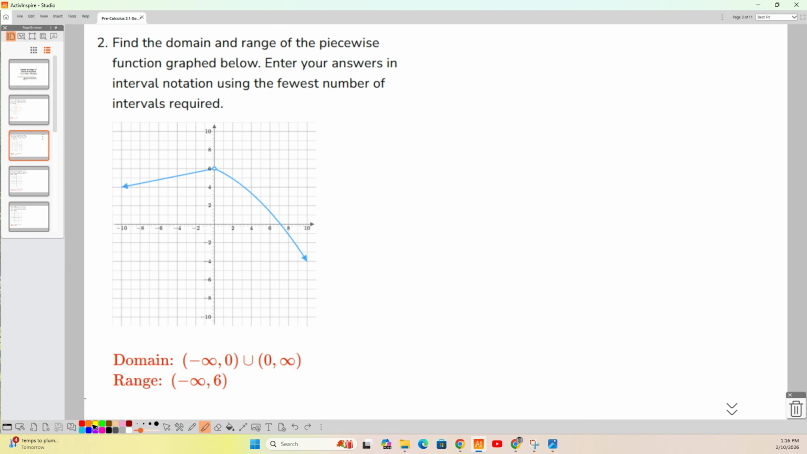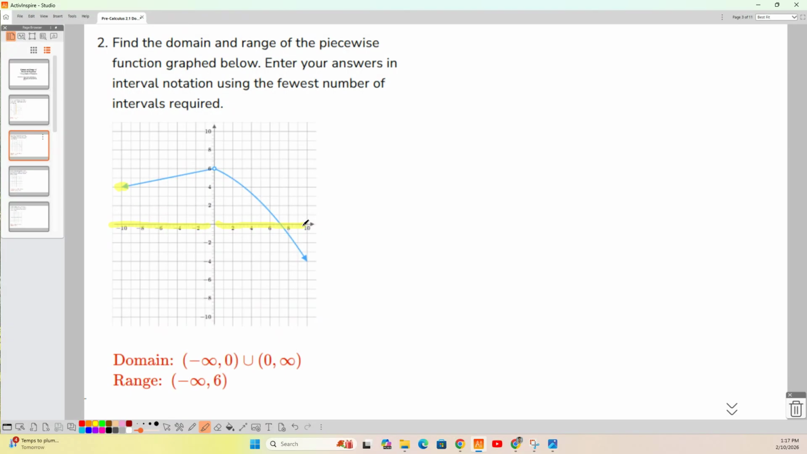Let's look at this one. For the domain, let's come from -infinity. We have this arrow here, which means that the graph continues forever. So we're coming from -infinity. Graph exists. We're talking about the x values. So there's a hole in the graph when x equals 0. So we skip over 0, but immediately after 0, the graph exists.